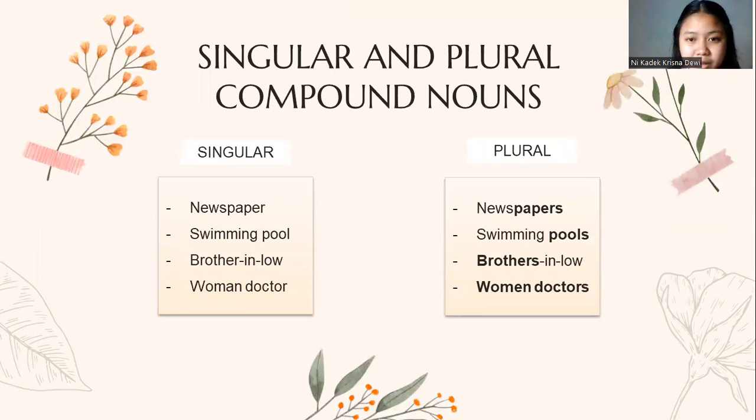Singular and plural components. For the singular, we don't add s or es. For example are newspaper, swimming pool, brother-in-law, and woman doctor. For the plural, we must add s or es. For example are newspapers, swimming pools, brothers-in-law, woman doctors.